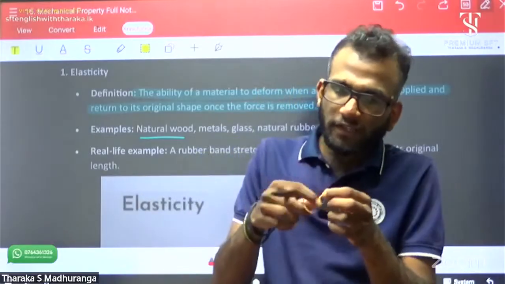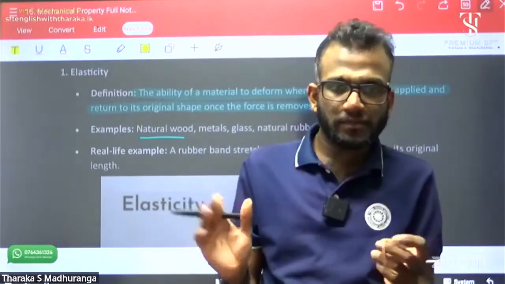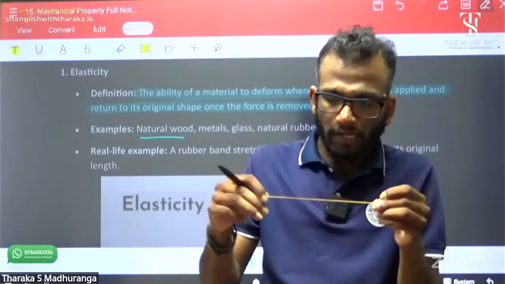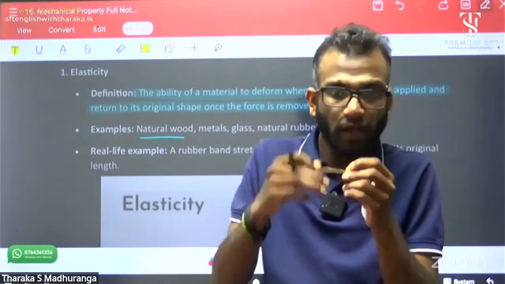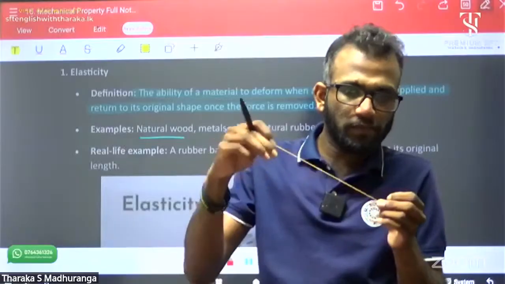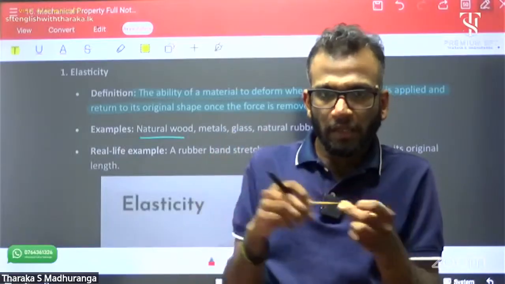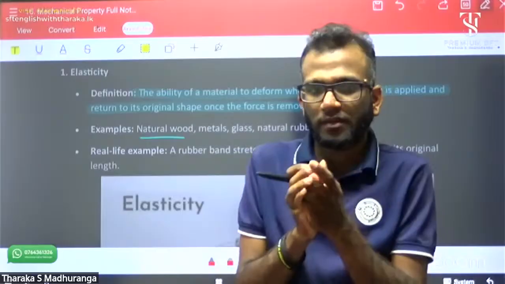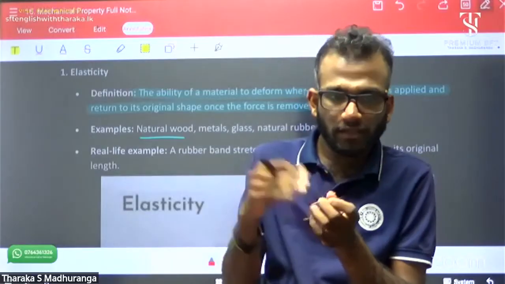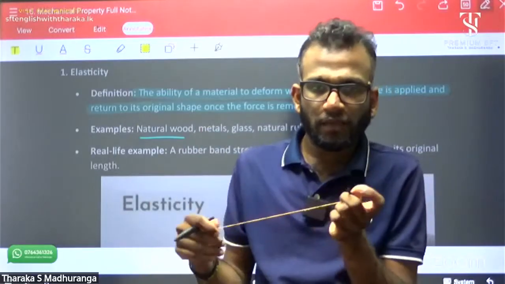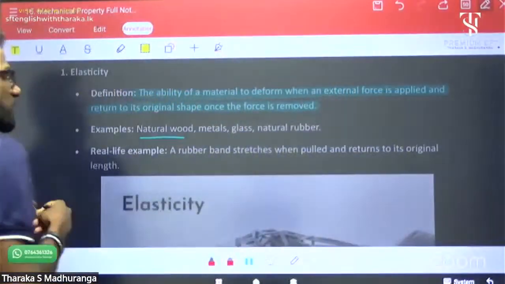Elastic means, don't think only about rubber. The elasticity range of rubber is greater, but not unlimited. It's a huge value compared to the other materials. But not only rubber is elastic, other materials also are. Okay, the natural woods.